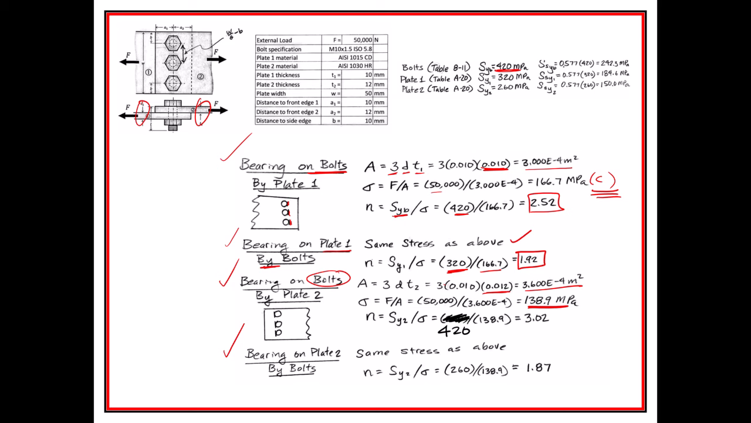I used to do these by hand, and then I would make so many mistakes. I think this would be the correct value if we were to do it that way, with that value. So I caught yet another one of my mistakes. And then we use the same stress up here, and then we use the 260 for the other plate, and we get 1.87. And then, almost there.